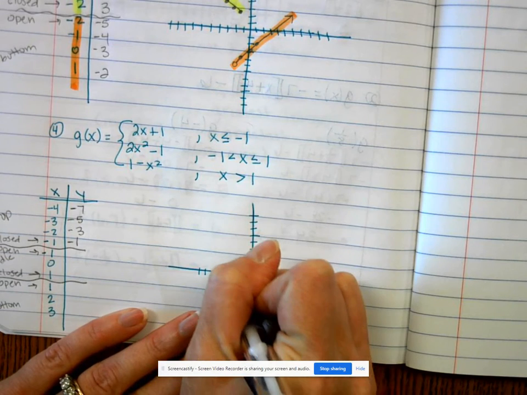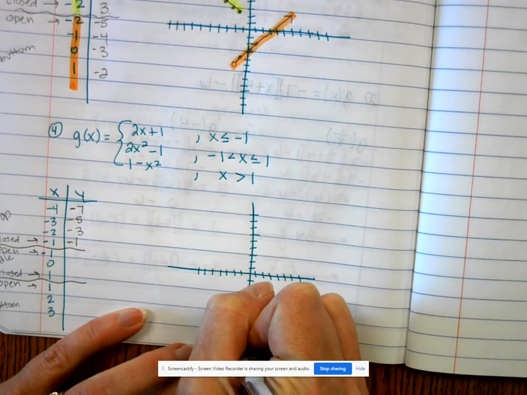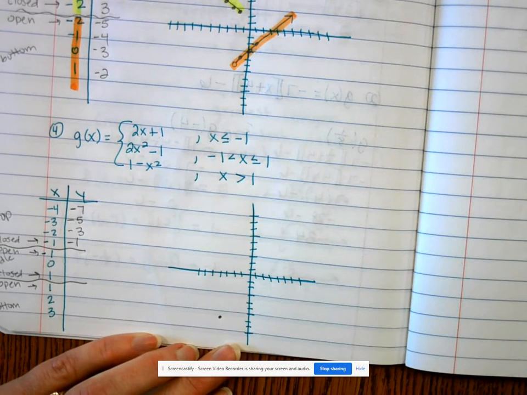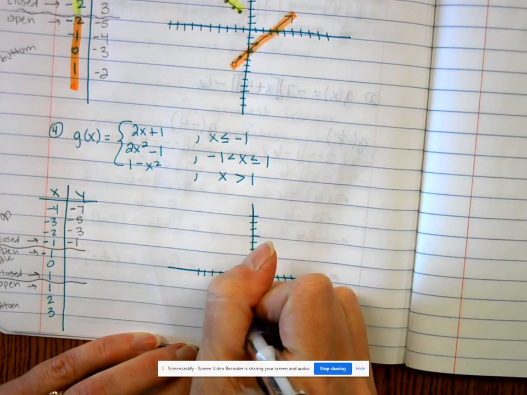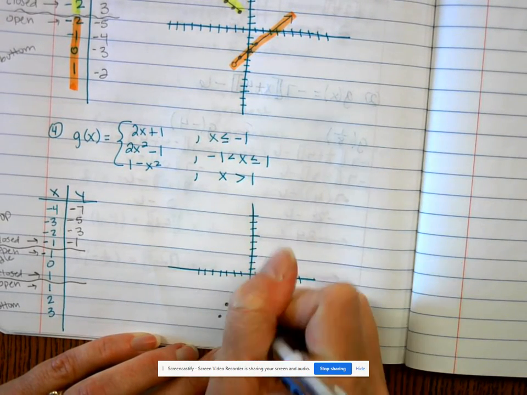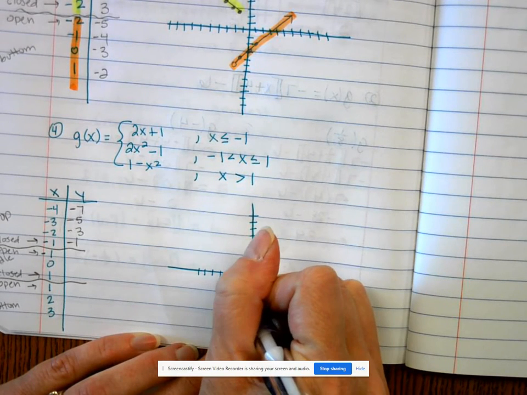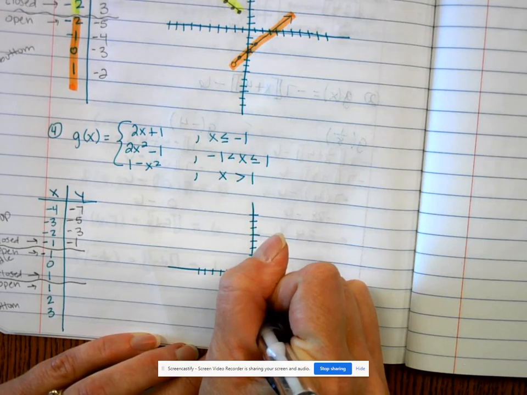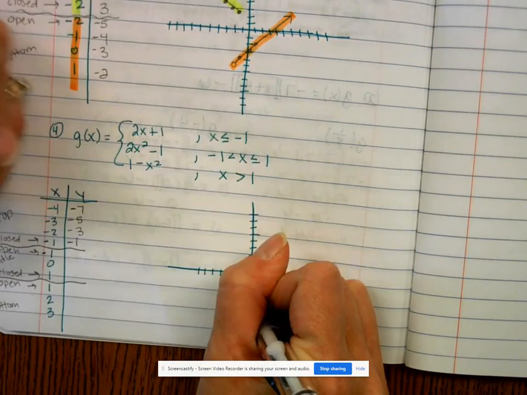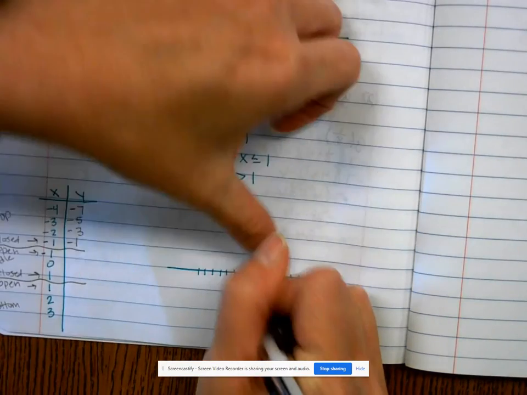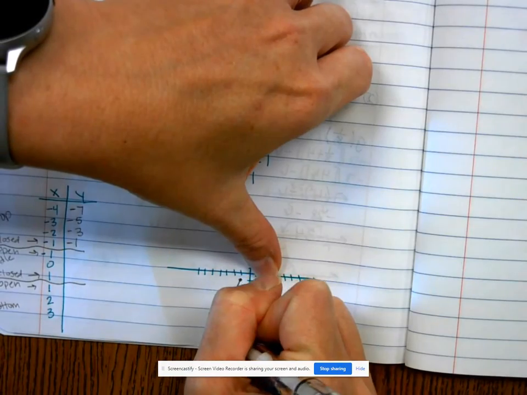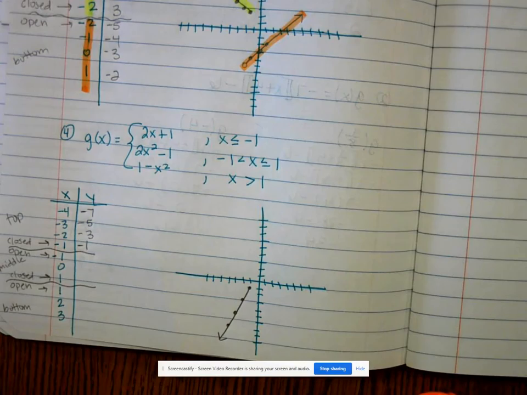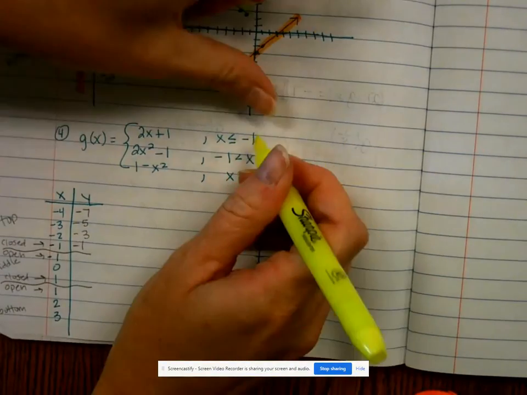So negative 4, negative 7, negative 3, negative 5, negative 2, negative 3, negative 1, negative 1. And it's to the left because it's smaller, so we're going to go that way. All right, so that's all the top.